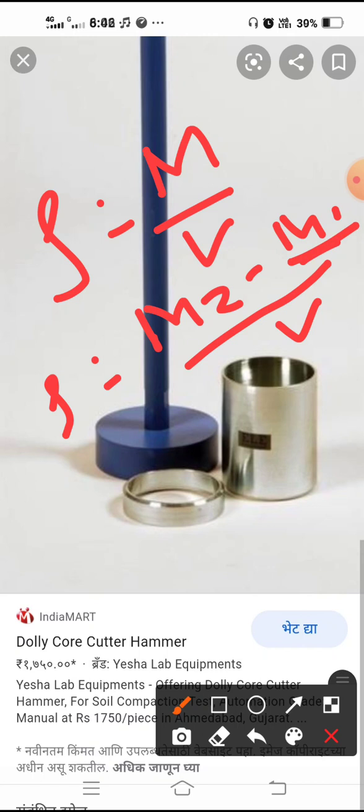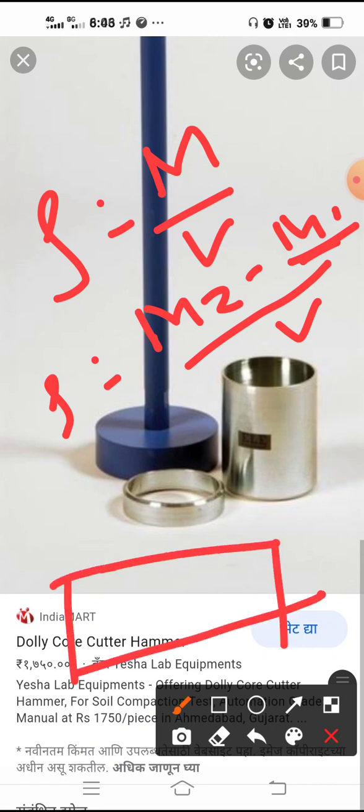For that purpose we go to the field and select the area. Suppose we select an area of approximately 30 centimeter square. The area should be plain, containing no grass. Then this core cutter is placed. Suppose this is our area, then we place this core cutter onto that area. Then the dolly is placed on top of this core cutter.